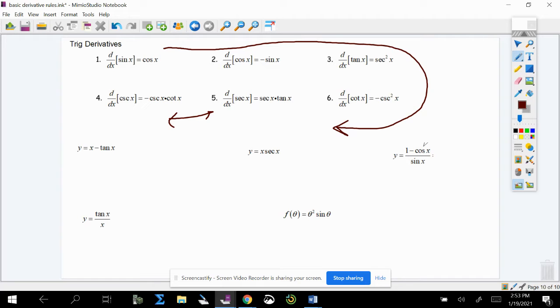And the best way to do that, if you look right now and say, okay, what's going to make them negative? All of your cofunctions are negative. So your cosine derivative, your cotangent derivative, and your cosecant derivative. It's a great way to remember it.